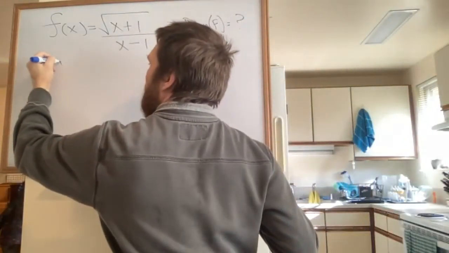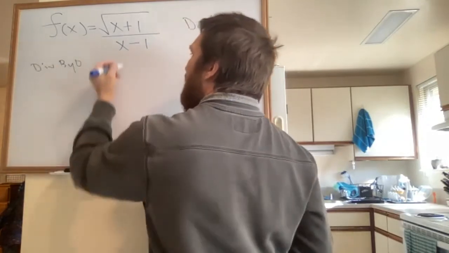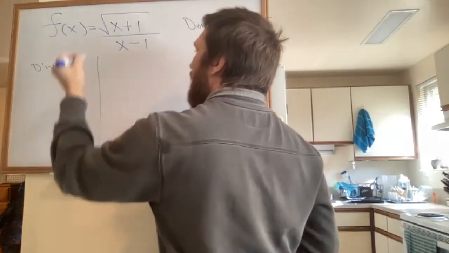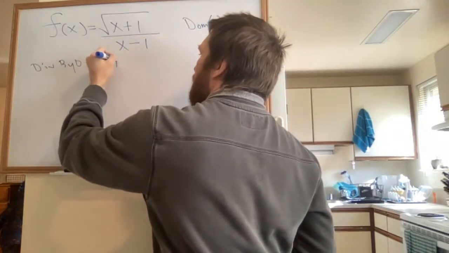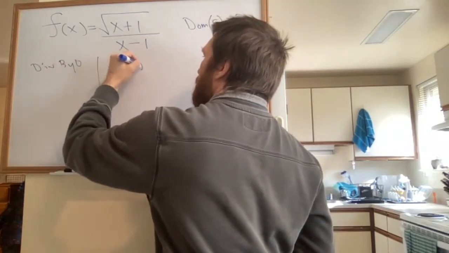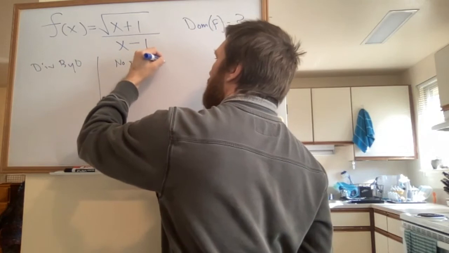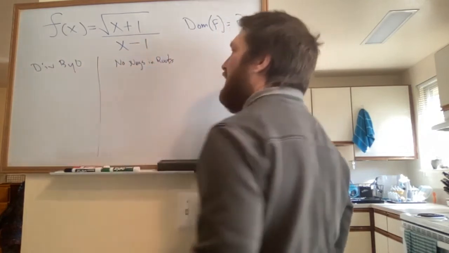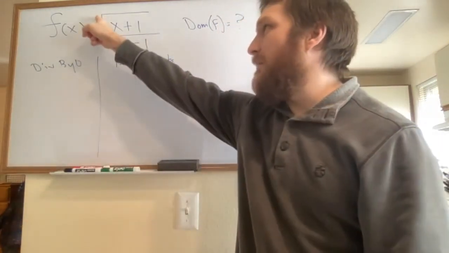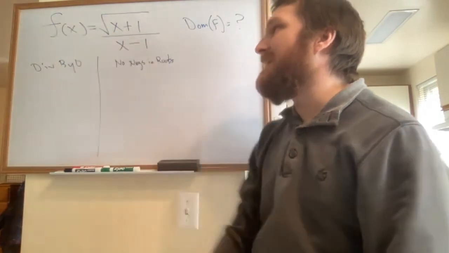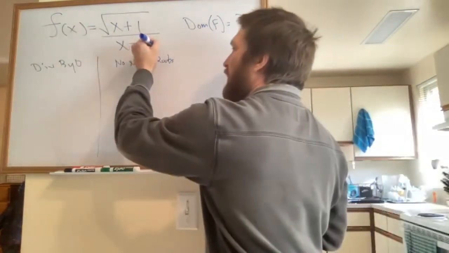Here we have two problems. We have the division by 0, which we cannot have, and we have no negative square roots, or no negatives in roots. In even numbered roots, right? Any even number of roots.